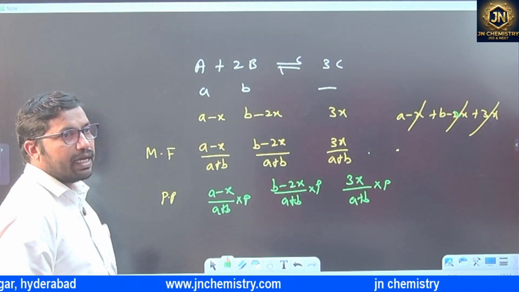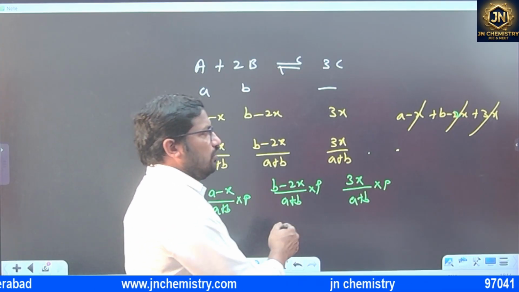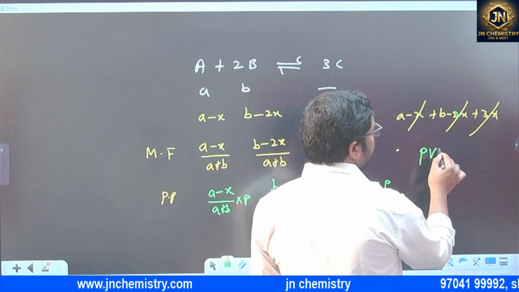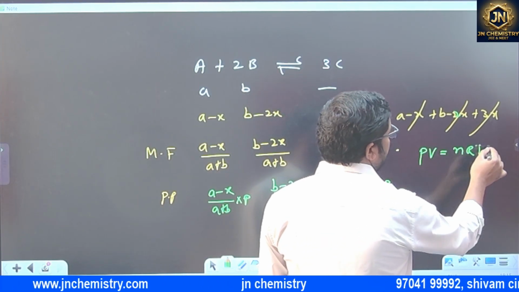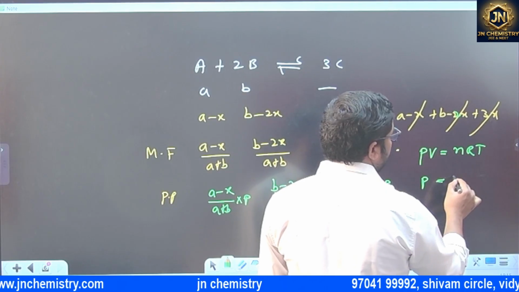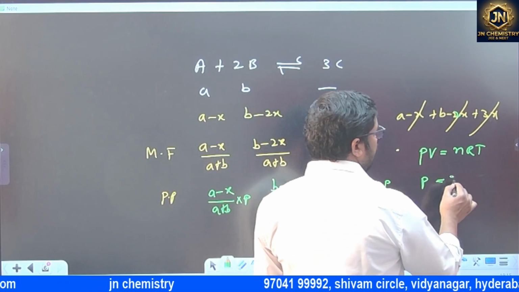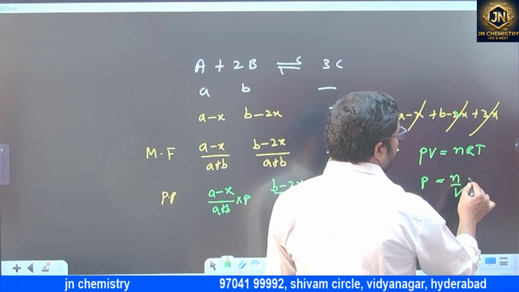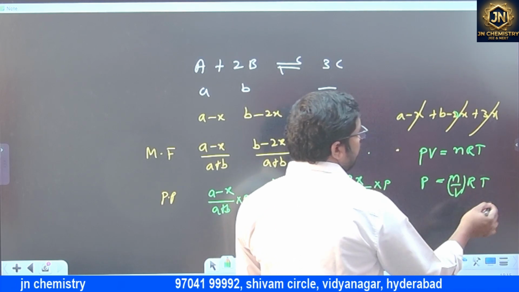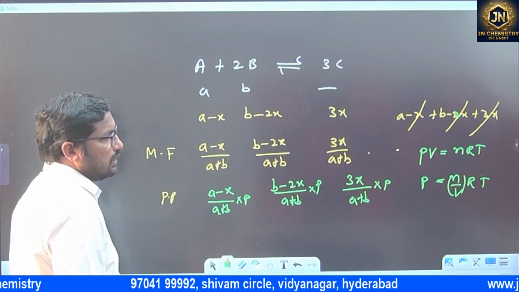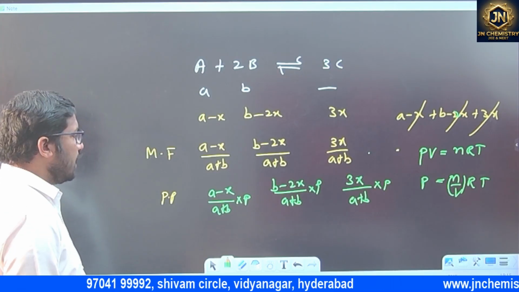How can we calculate this total pressure? Total pressure will be calculated from PV is equal to nRT. P is equal to n by V RT, the ideal gas equation. So like this we will calculate the total pressure; the number of moles and all we calculated.